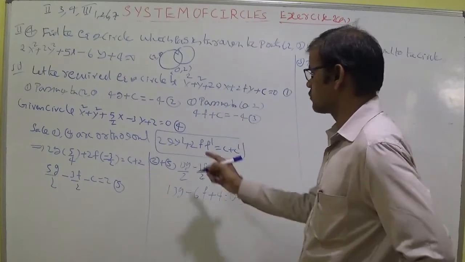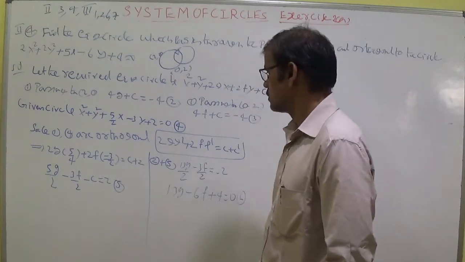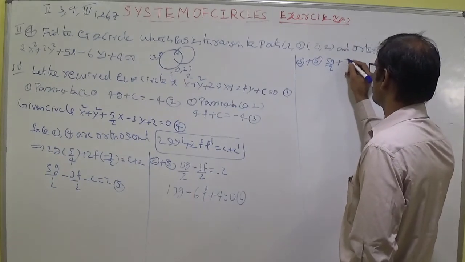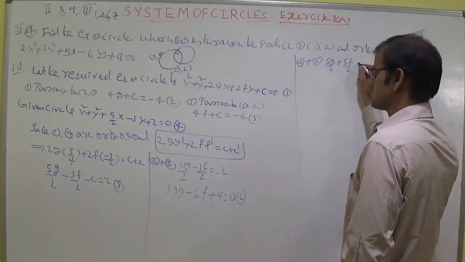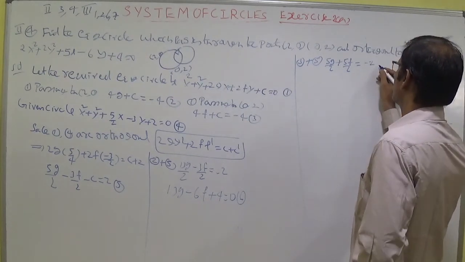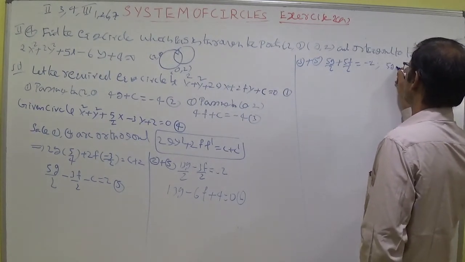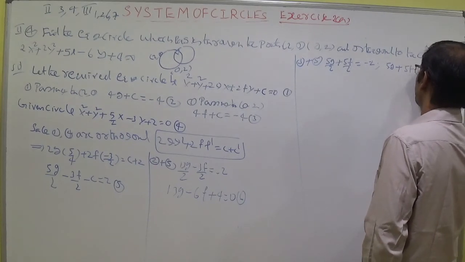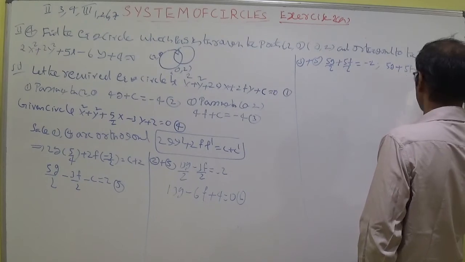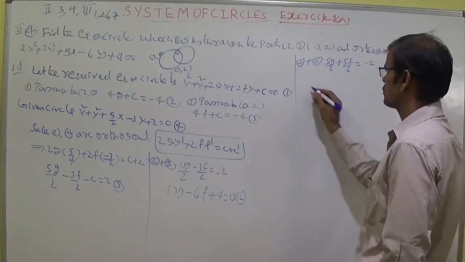5g by 2 plus 4f minus 3f by 2. 2 4s are 8. 8 minus 3f plus 5f by 2 is equal to minus 4 plus 2 minus 2. We can write here 5g plus 5f plus 4 equal to 0. Let it be seventh equation.